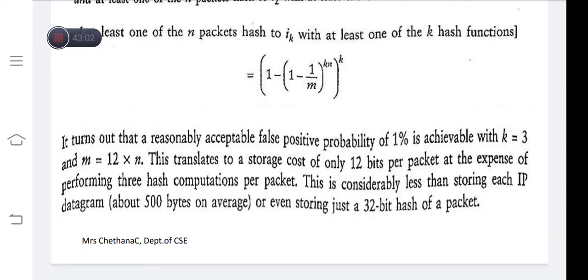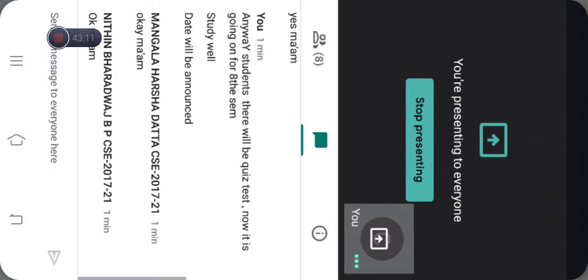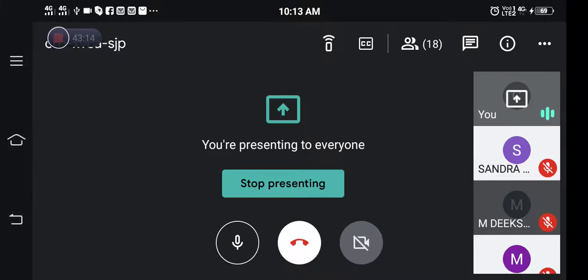Today in class we have discussed the IP traceback method with respect to packet marking and the packet logging method.